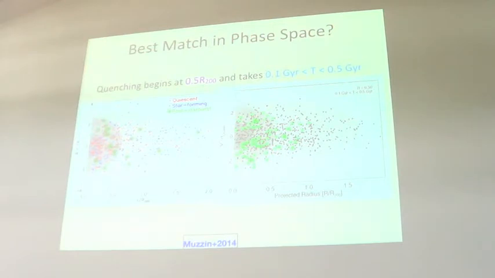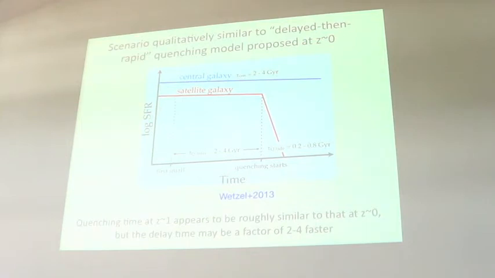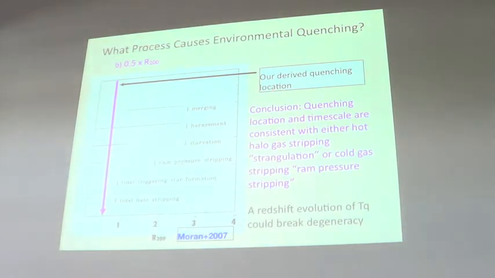Now, it's a toy model. Don't pin me down to these exact numbers, but it's kind of interesting to see where this can take us. So this scenario is qualitatively similar to the delayed-then-rapid quenching model, which has been proposed at redshift 0. The quenching time at redshift 1 is roughly similar to that at redshift 0, but the delay time may be a factor of 2 to 4 faster. So the delay time is cut, and the quenching time, as far as we can tell, is about the same. So, what's the murder weapon?